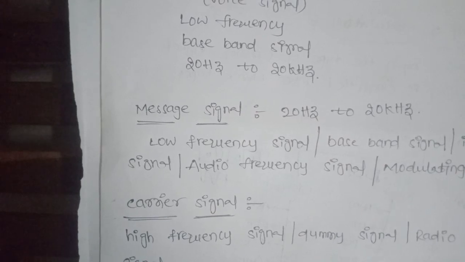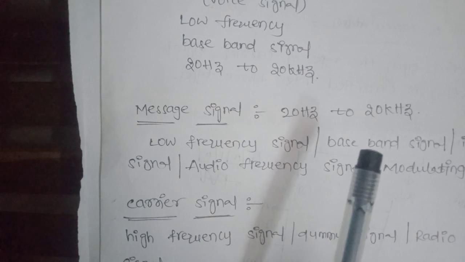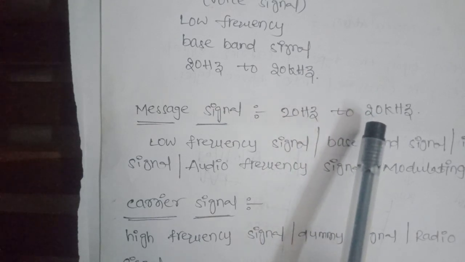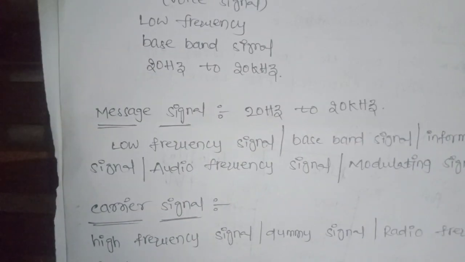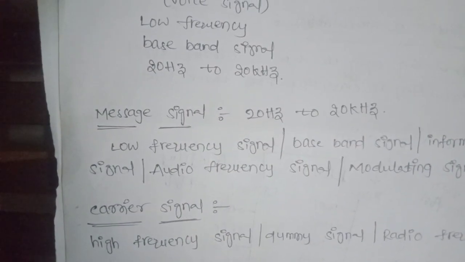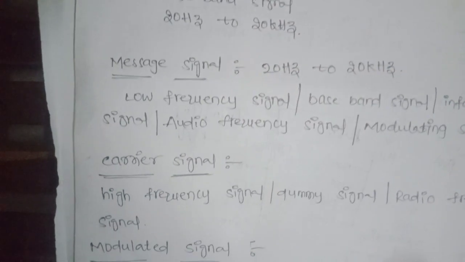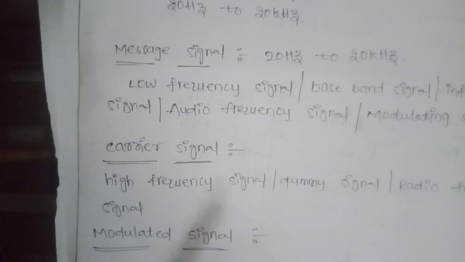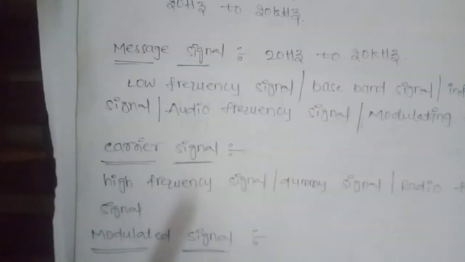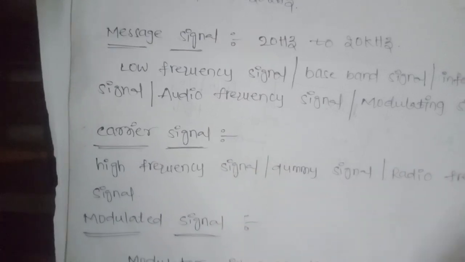Message signal is a very low frequency signal having a frequency range from 20 Hz to 20 kilohertz. It is a low frequency signal, baseband signal or band limited signal, information signal or audio frequency signal or modulating signal. Next, coming to carrier signal. Carrier signal is a high frequency signal or it is a dummy signal. We just use this carrier signal to carry our message signal. Here it is also called radio frequency signal.